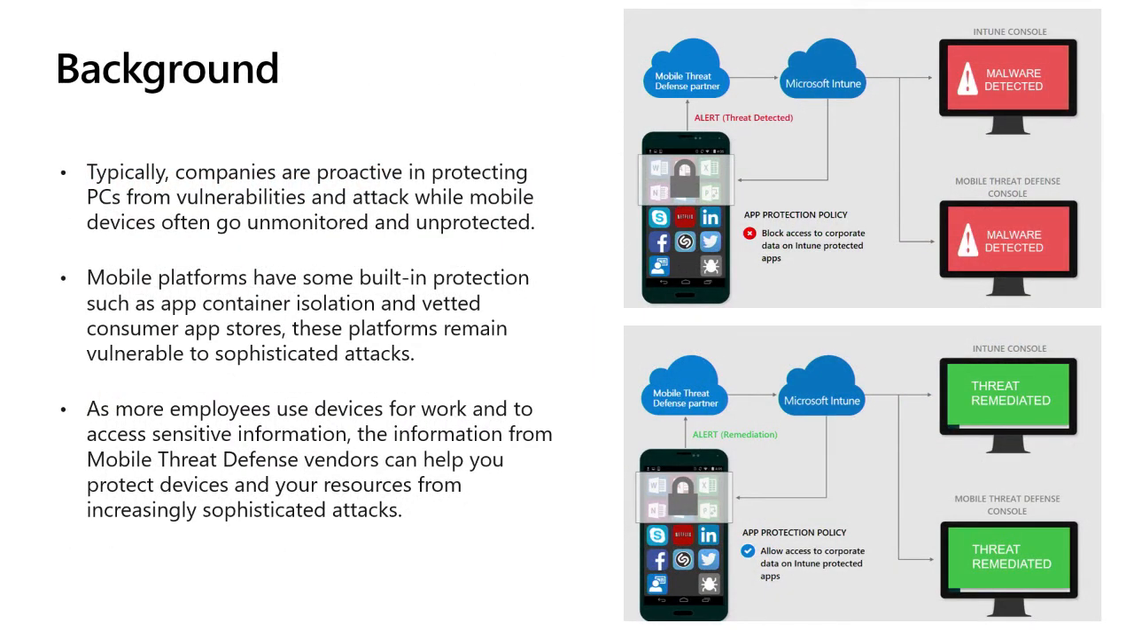So to go into the main topic today, it's basically taking advantage of Intune's mobile threat defense connector. So how did Intune get into the state where it is now, where it provides the functionality of taking the threat detection that industry-leading mobile threat defense vendors provide? Typically, companies are proactive in protecting PCs from vulnerabilities and attacks. Mobile devices often go unmonitored and unprotected, especially in BYOD cases.